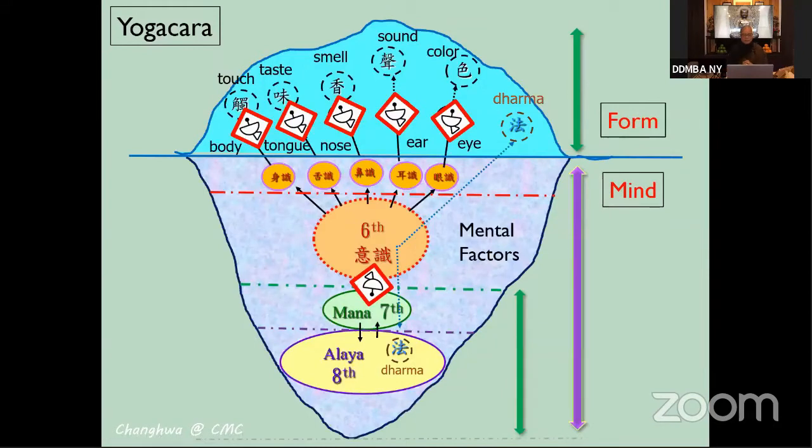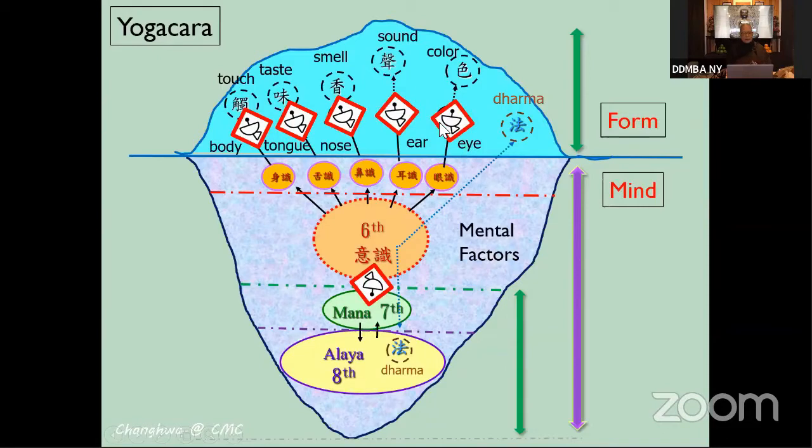From the previous diagram, I further modified it. In this iceberg diagram, underneath is the mind, and above the sea level is the form. Our minds need to perceive the so-called outside environment, the physical world, through the body, tongue, nose, ear, and eye.